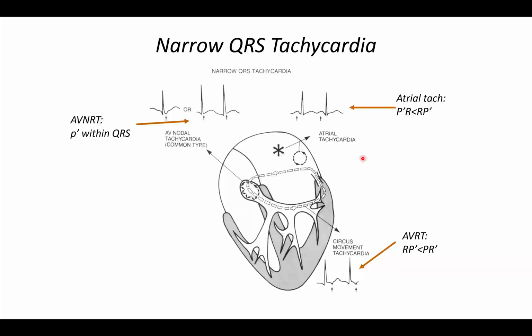What happens in AVNRT is, please remember, your circuit is within the AV node. So you have your slow and your fast pathway within the AV node. Where is the AV node sitting? It's within the Cox triangle, which is at the base of the right atrium, a central structure. Because the circuit is within the AV node, activation of atria happens from the AV node above, and activation of ventricle happens from the AV node through the His to the ventricle.